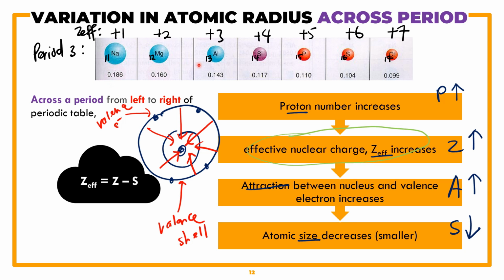As the proton number increases, the value of Zeff increases. So the attraction between the valence electron and valence shell towards the nucleus will increase. So hence that will cause the atomic radius of Cl to be the smallest among the elements in period three.